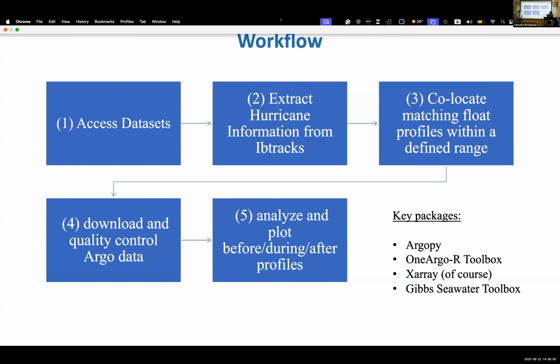So we co-locate matching float profiles within a defined range. We downloaded them and quality controlled them, and then analyzed the plots of the Argo float profiles before the hurricane, during the hurricane, and after the hurricane. So these are the packages we used. We used both Python and R in one notebook file. The first part is in Python and the latter part was in R, but we were able to merge it into one single file.